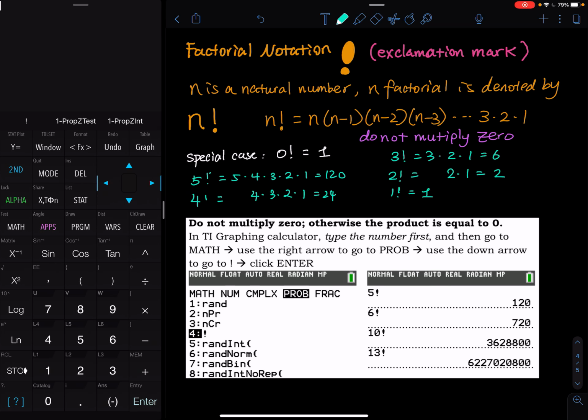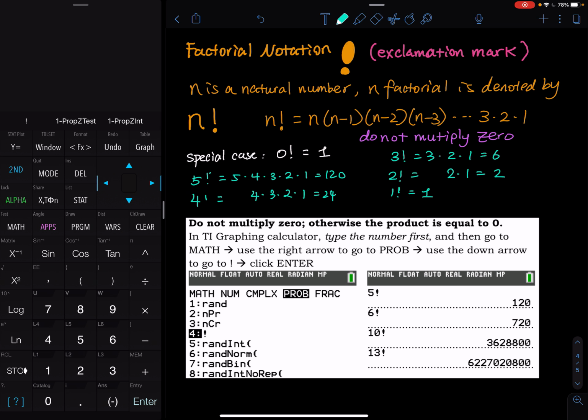Let's talk about factorial notation in this video. The factorial notation is the exclamation mark. In mathematics and statistics, we don't call that the exclamation mark, we call that the factorial symbol. So n is a natural number. What is a natural number? A natural number is 0, 1, 2, 3, 4, 5. The smallest natural number is 0.